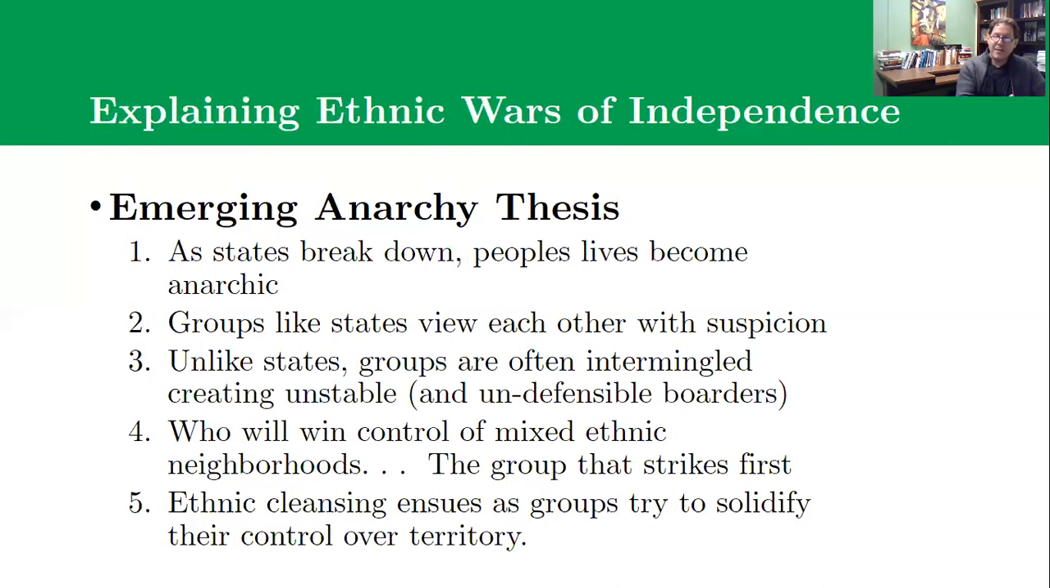And the second element is that groups view each other with not necessarily hostility, right? This isn't ancient hatreds where groups hate each other, but at least suspicion. Maybe people live in less diverse neighborhoods, or maybe there's not good communication between groups. Maybe there's a history in the past that was a little bit contentious. There's at least a kernel of suspicion there.